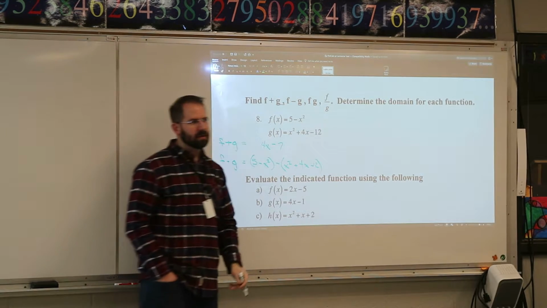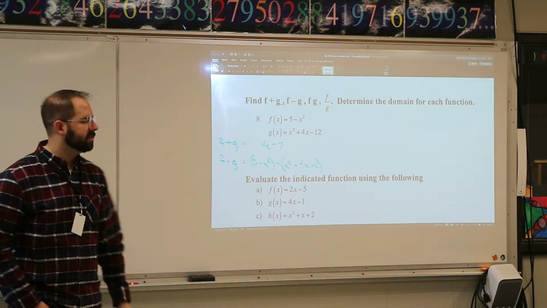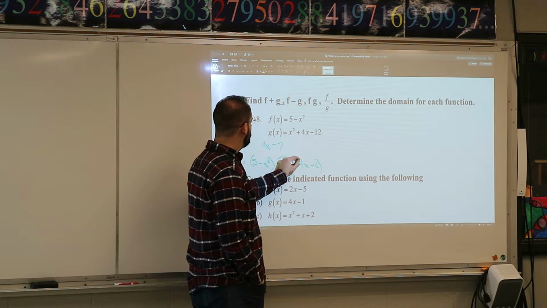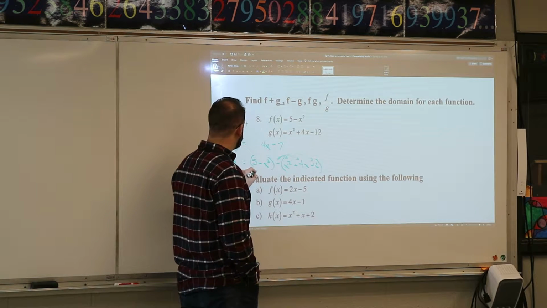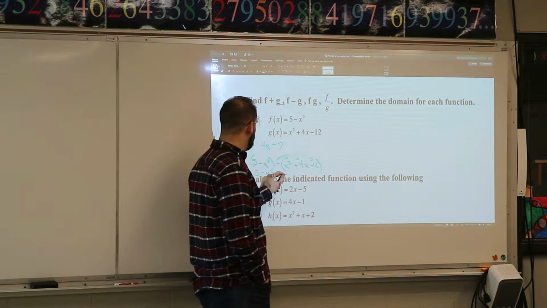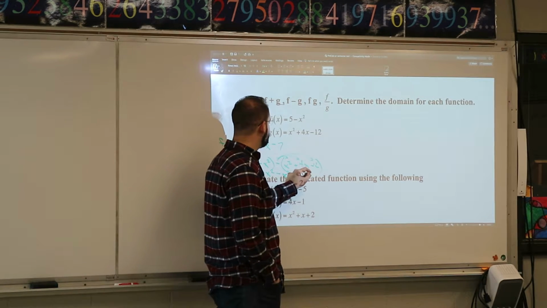Why do I have to write it like that? Yeah, distribute the negative sign. That's what we talked about in class when we did these. And distribute the negative sign to the back. So when you do that, here's what I get. I get 5 minus x squared minus another x squared minus a 4x and plus 12.